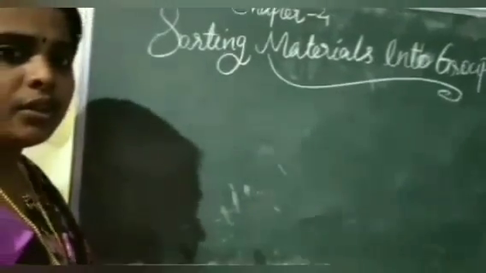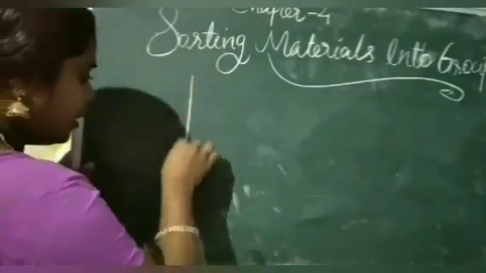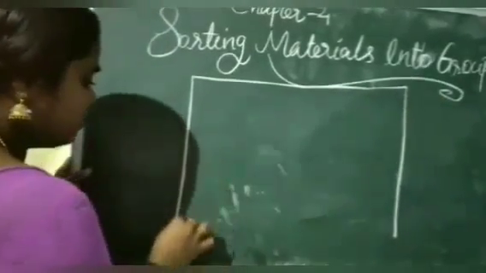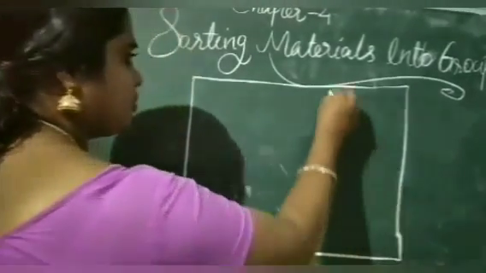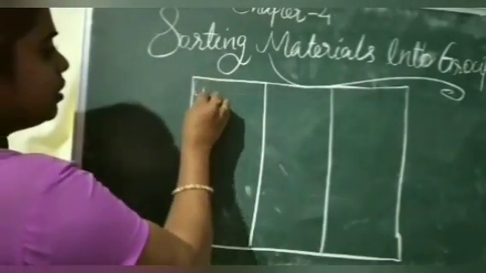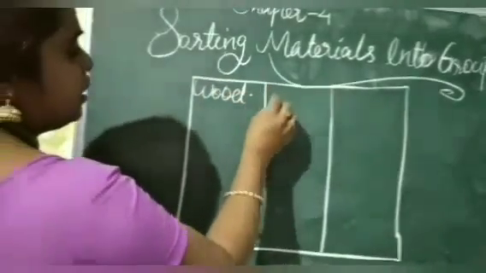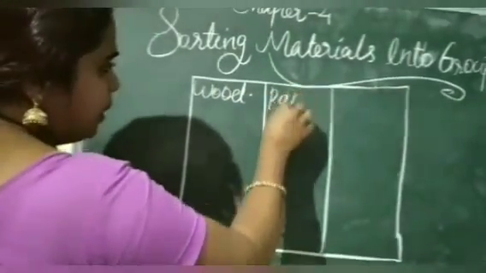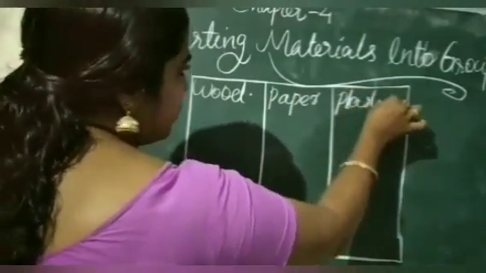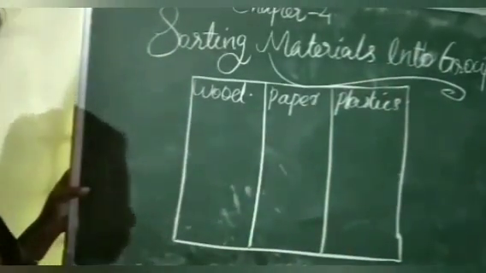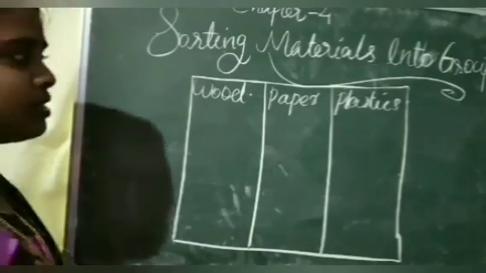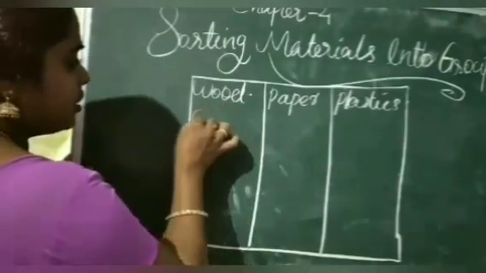So you started the work now. How many columns can we make? 3 columns. In the first column we can write the objects made up of wood. Second, objects made up of paper. Next column, objects made up of plastics. Okay. So I think you are all sitting on a chair, so we can start from the chair.